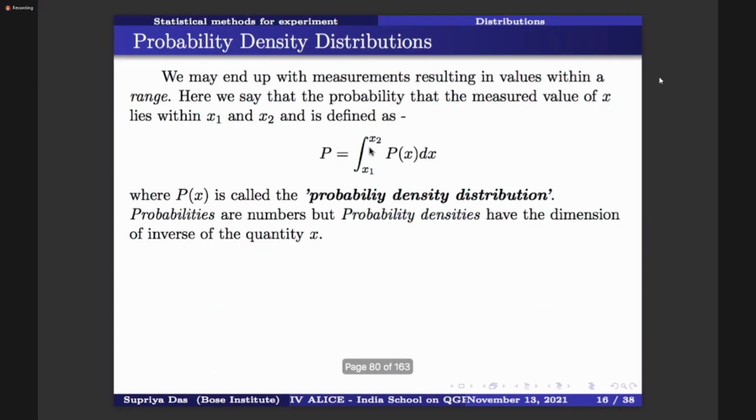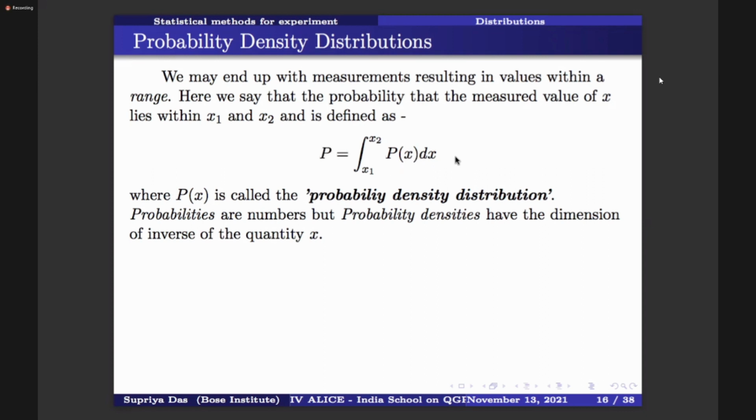Okay, so the probabilities are numbers, right? Probability, we had the example of the coin tossing. Those were probabilities. You have numbers like 1 by 16, 1 by 2, 1 by 4, 3 by 8. Those are probabilities. Those are numbers. But the probability densities have dimension of inverse of the quantity x.